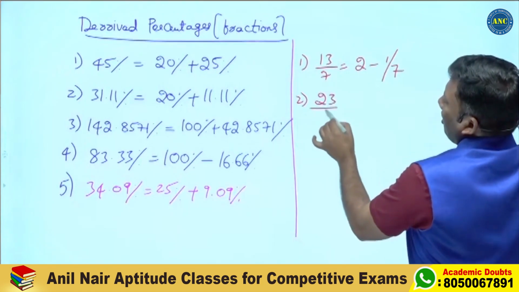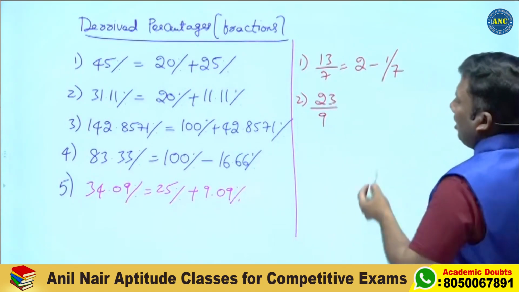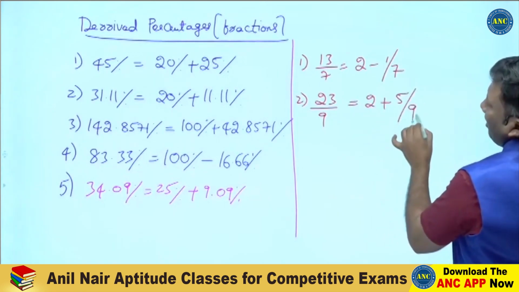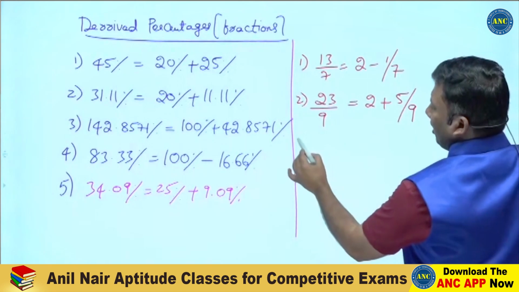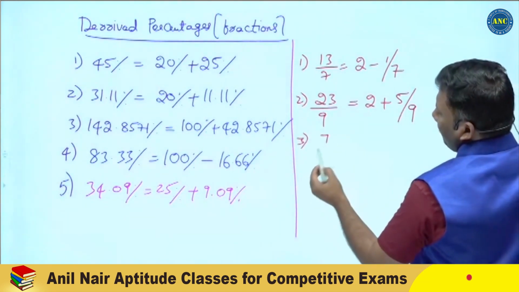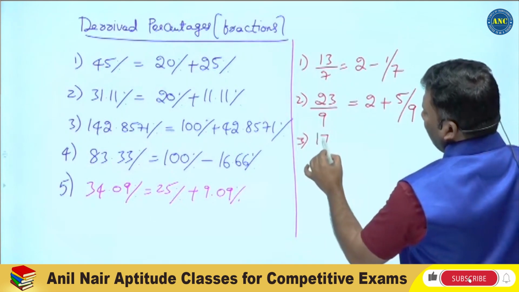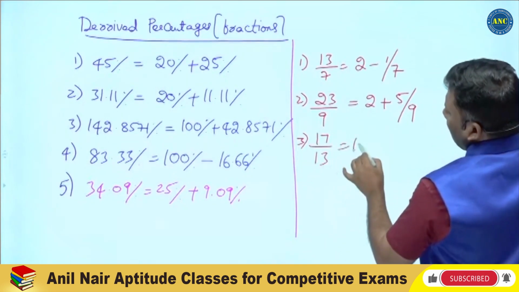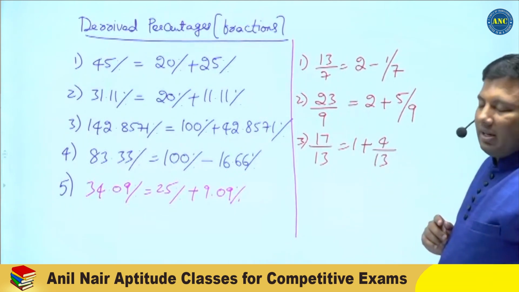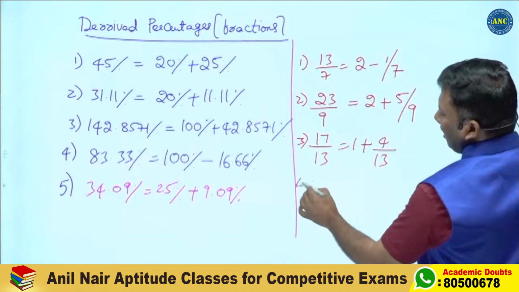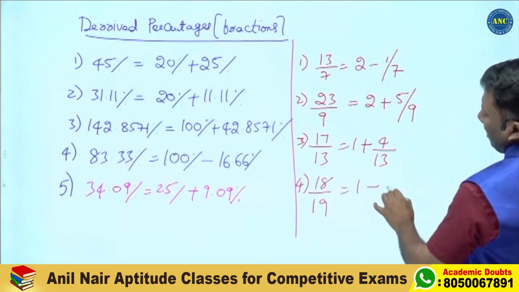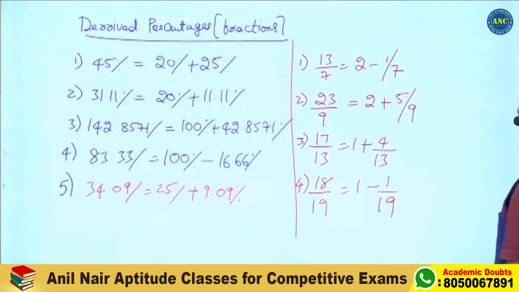23 by 9. 9 2s are 18, so it is 2 plus 5 by 9. I hope it is clear, right? Suppose if it is, for example, 17 by 13. This can be written as 1 plus 4 by 13. If it is 18 by 19, it can be written as 1 minus 1 by 19.